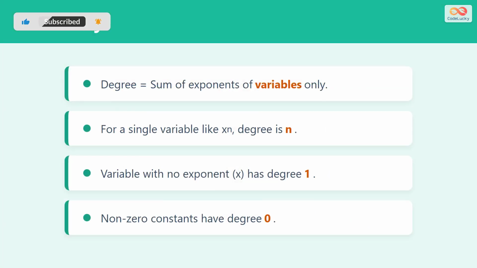To summarize, the degree is the sum of the exponents of the variables. For a single variable, it is just the exponent. A variable without a written exponent has a degree of 1. And finally, non-zero constants have a degree of 0.